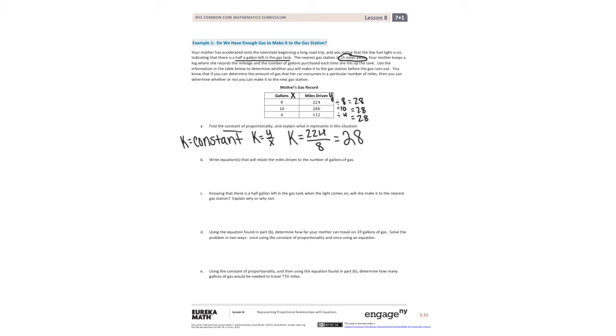All right, B. Write equations that will relate the miles driven to the number of gallons of gas. So what we want to do is set our equation equal to y. So we have y equals our constant times x. Now we already know what our constant is, so we're going to put 28 in for k. So we have y equals 28x. Now let's label our y and our x in here. So our x is gallons and our y is miles.